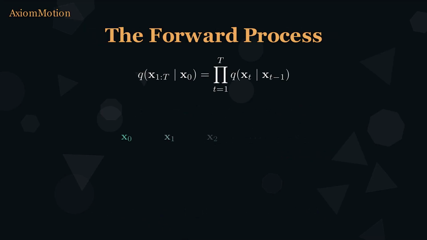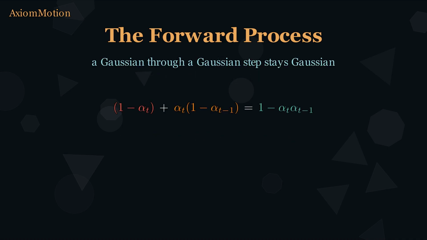Stack those steps up, and the whole forward process is just one transition after another multiplied together. So to find where a data point lands after, say, 400 steps, it looks like you would have to simulate all 400. You do not. Here is the property that makes everything work.